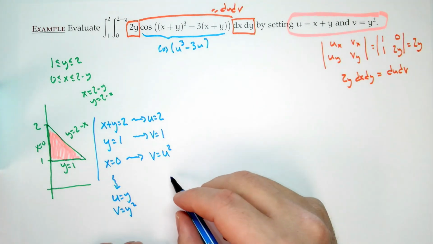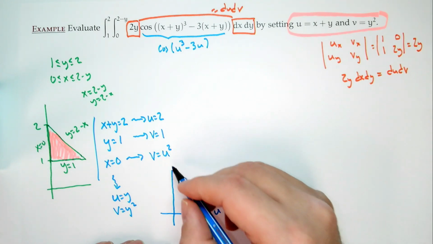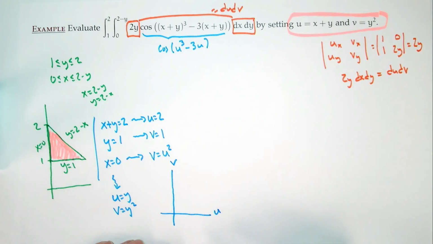Now, what does that look like? Well, so let's come here. We have our u, v plane. And let's see, we have v equals u squared. So that would be our parabola.